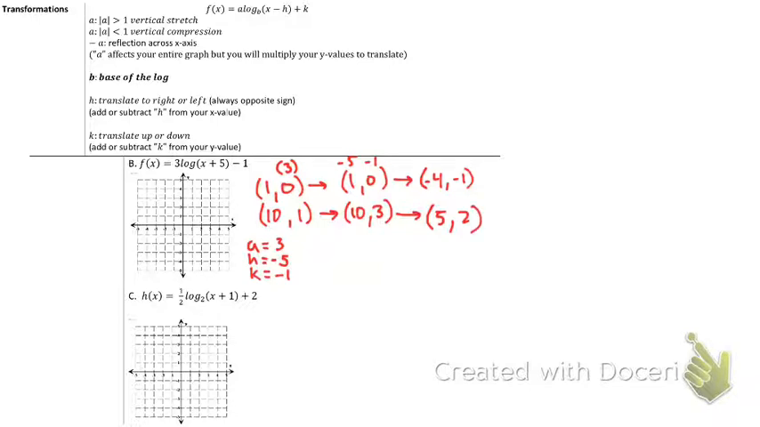So those are our final points, but before we graph, we look at the H value now for our asymptote. Our asymptote is going to be at -5. Remember, it's a vertical asymptote now because it's a log function, so we cannot cross -5. Let's plot our points. -4, -1. And then 5, 2.